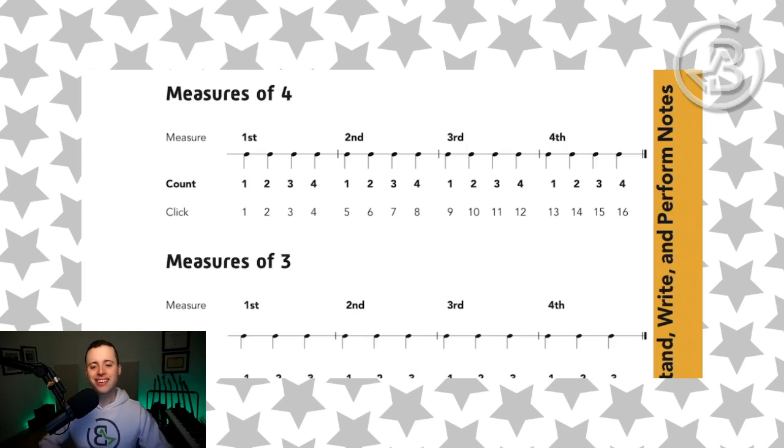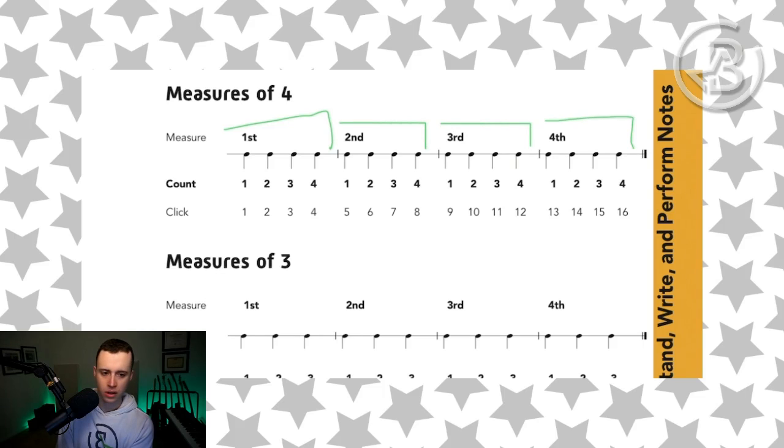In this lesson, we're going to take everything you've learned so far, notes, lines, bar lines, final bar lines, measures, and put it all together so you can start to see what music actually looks like. So first, let's look at our measures. In this example, we have measures of 4, which means there's going to be 4 notes or 4 counts in every measure. You can see we have 4 measures total. Measure 1 is here, measure 2 is here, 3 is here, measure 4 is here.